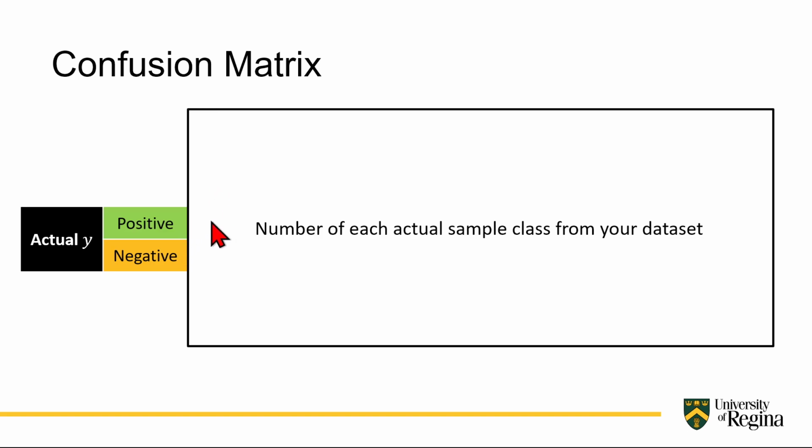A confusion matrix works for binary classification, and can be extended to multi-class classification as well. First, what we need is the number of each actual sample class from your data set. So how many actual positive cases you had, and how many actual negative cases you had. You have to find these values.